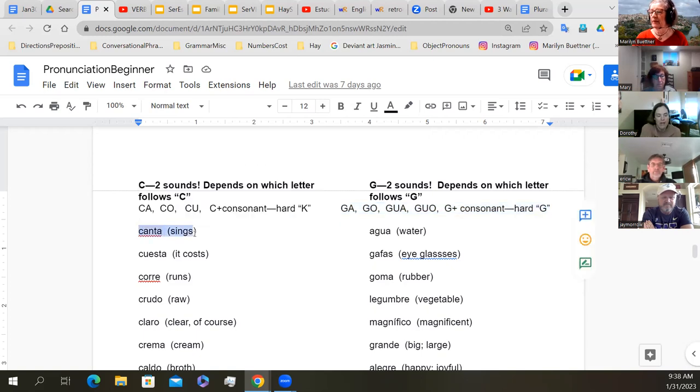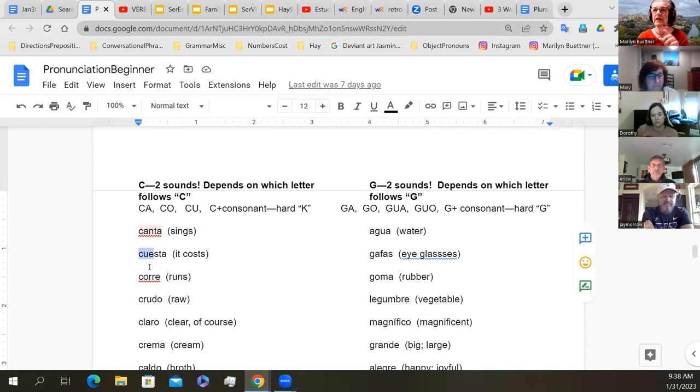Okay, we've got an example. Un ejemplo aquí, canta. Canta. And this gives you a reboot on those vowels again, because we always need to recycle the old concepts. Canta. Okay. Pueden repetir. I would like you to repeat. Canta. Bien. Canta.